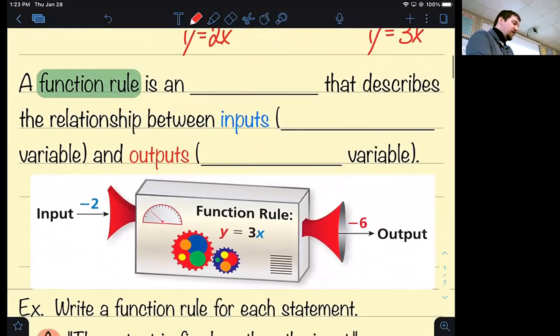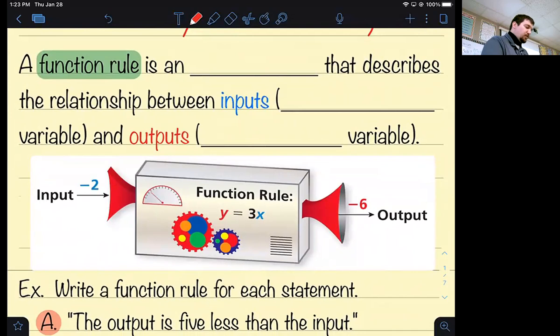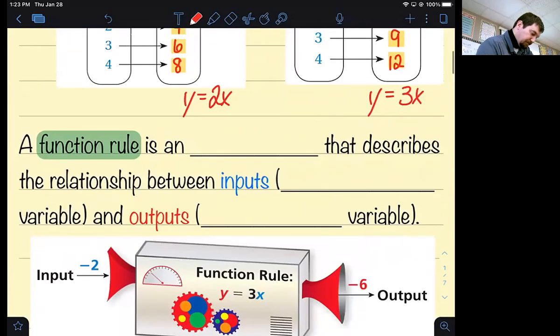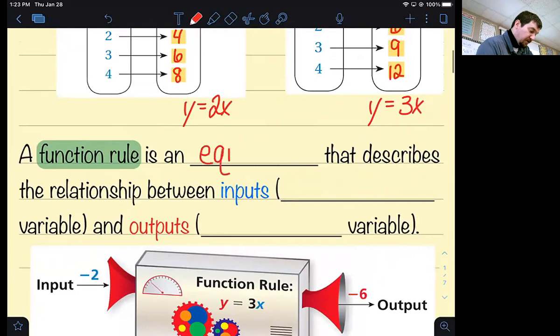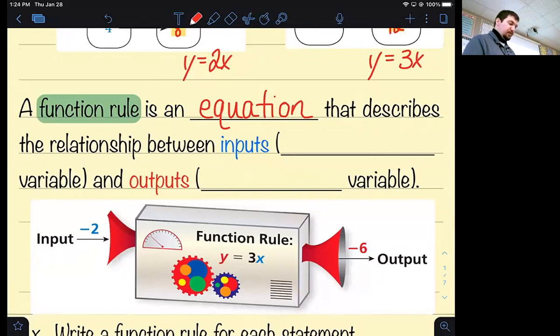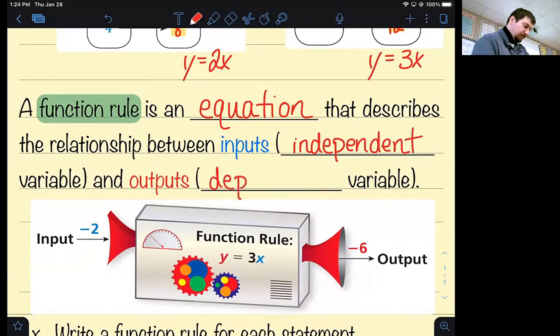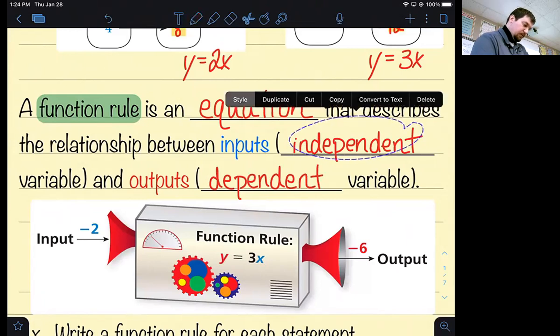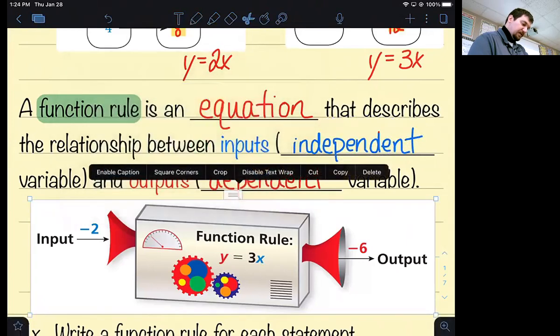Okay, let's talk about what a function rule is. A function rule is an equation, like the slope-intercept equation, for example, that we just used, that describes the relation between the inputs, which is the independent variable, and the outputs, which is the dependent variable. Change that to blue. Match the definitions with the colors.